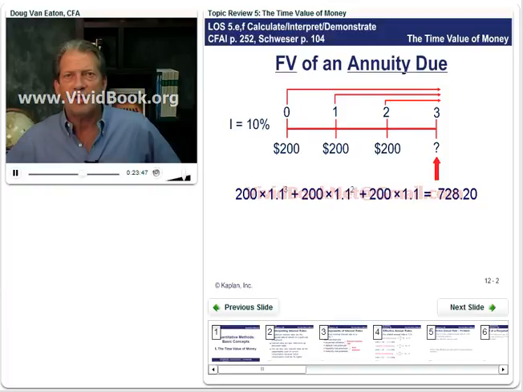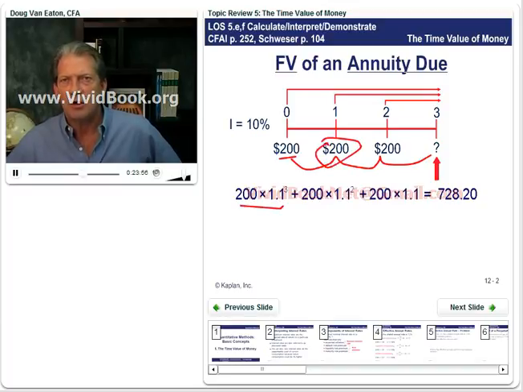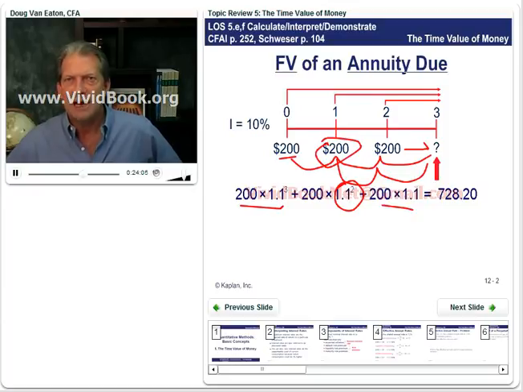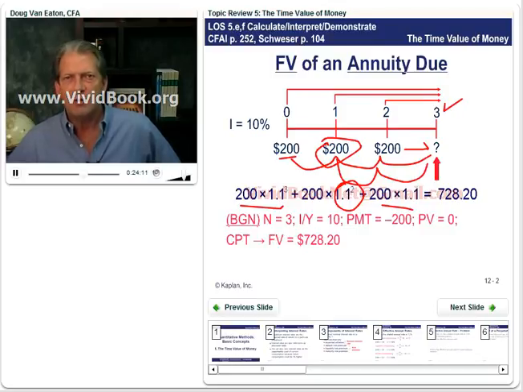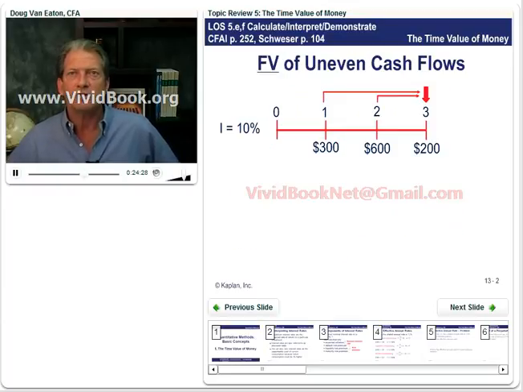Okay, so now this $200 earns interest for 1, 2, 3 years at 10%. This $200 earns interest for 2 years at 10%, and this last $200 earns 10% interest by time 3. So we're calculating a time 3 value, and as I mentioned, with your calculator, we put it in begin mode. 3 payments, 10%, each one's $200, present value 0, future value 728.20. Same as we got with the mathematics, which is a good thing. That's what the calculator is supposed to do.